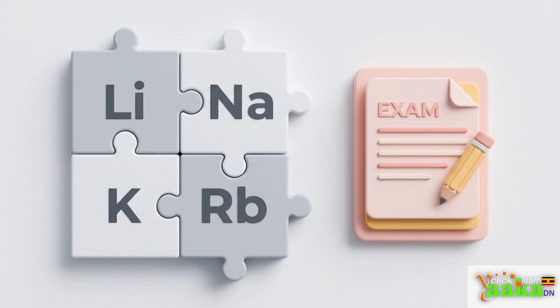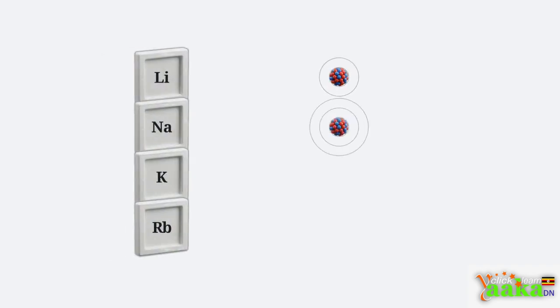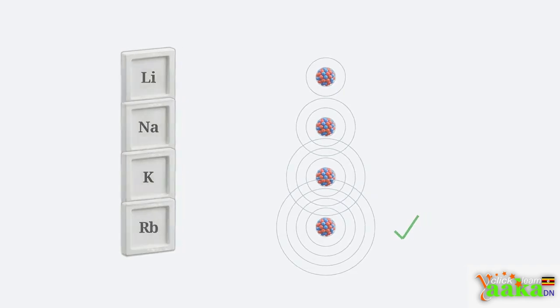We can apply this to a standard UNEB-style examination question. Which of these elements has the largest atomic radius? Lithium, sodium, potassium, or rubidium? As we move down Group 1, we are adding a new electron shell at each step. This adds a new layer of shielding and increases the physical distance from the nucleus. Because it has the most shells, rubidium is the largest of the 4.